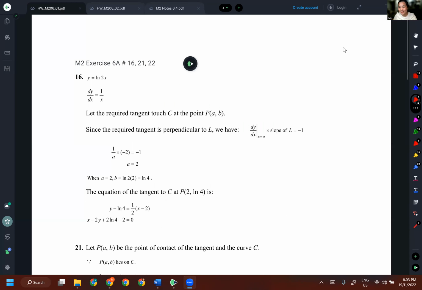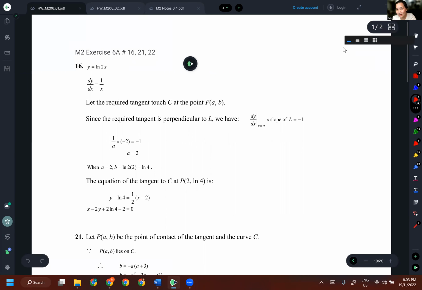I think you must have realized I sent out the homework more than a week ago, from chapter 6, assignment 1 and 2. You can go to the Google Classroom to check these two assignments. Exercise 6A, the application on tangents on curves.